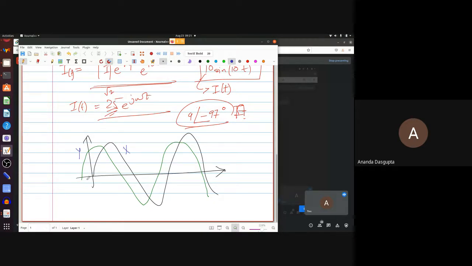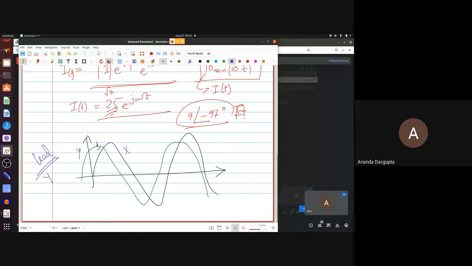So which one is leading, which one is lagging? Which one is leading, X or Y? In this figure, which one do you think is leading? Just tell me that. Sir, Y is leading.